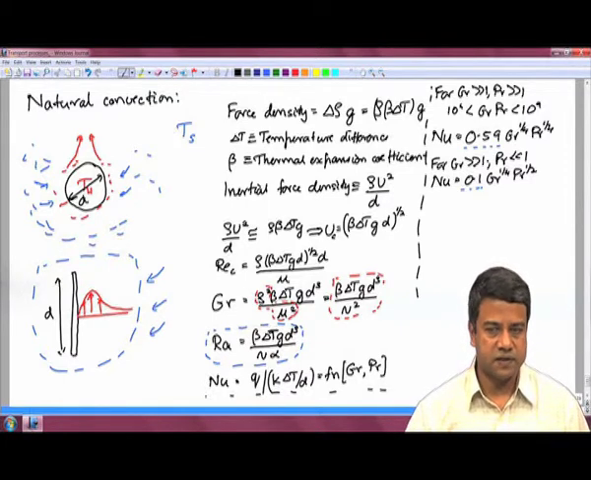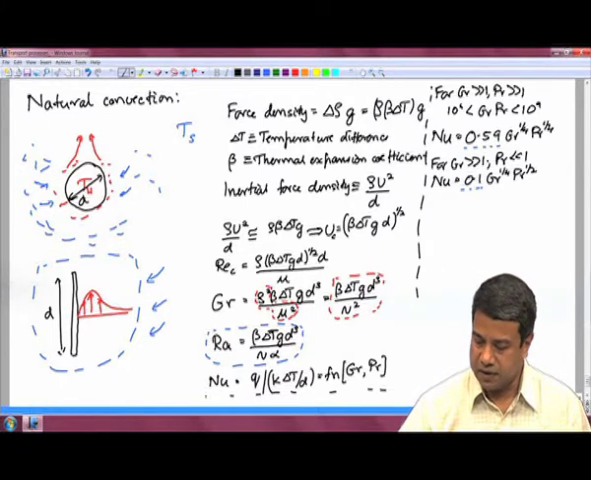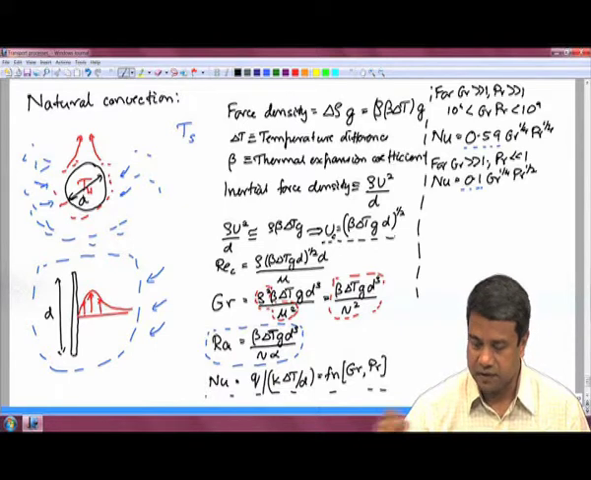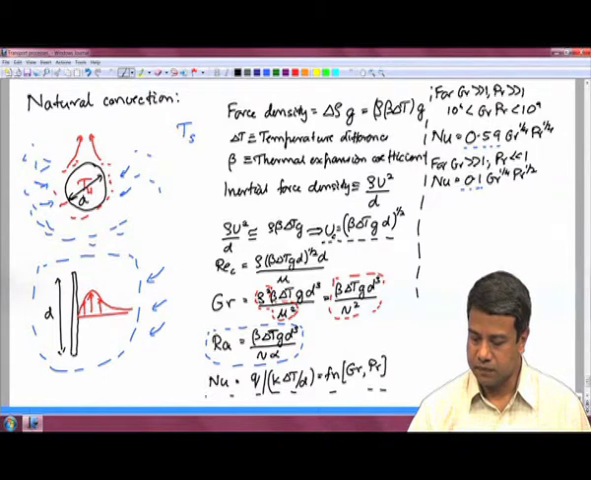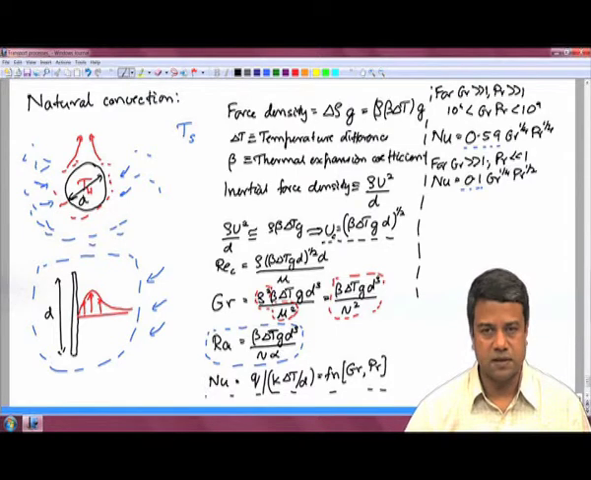The velocity itself is generated due to the temperature difference, and therefore, you need to calculate a velocity scale, based upon a balance between the buoyancy force density due to the temperature difference and the inertial force density, and then use this velocity in order to define dimensionless numbers. And we saw the dimensionless numbers that emerge, the Grashof number or the Rayleigh number.